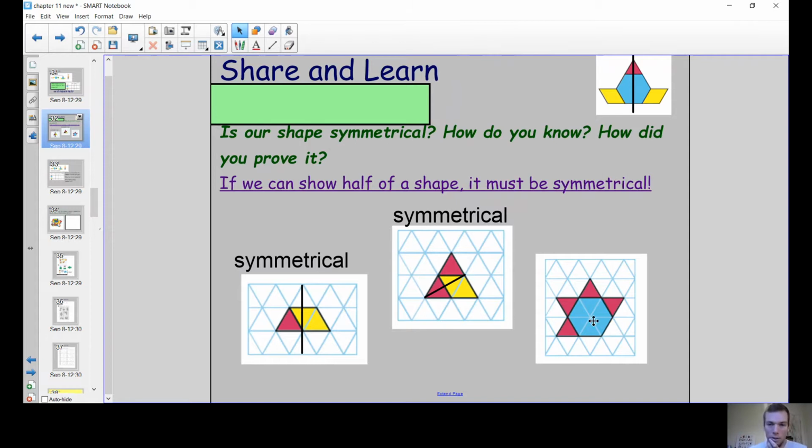Now let's figure out this one. Where do I need my line of symmetry to be? Well, I need it to go along this line down here. That is going to show me a line of symmetry. If I folded them on top of each other, they would be exactly the same.